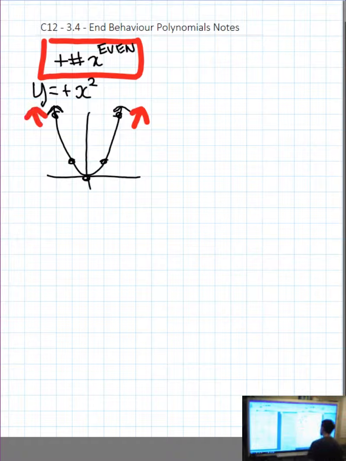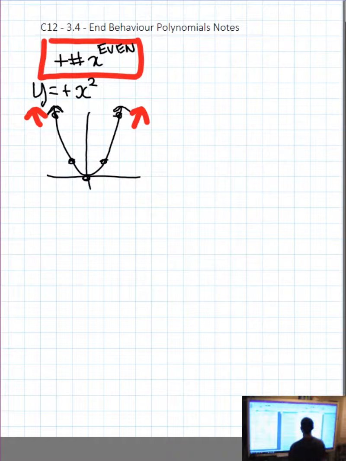So if I ever in the future see a positive x to the even, I know on both sides I go up and up. So if you remember in grade 10, we did y equals x and it was a line, and then we did y equals x squared. And then remember in grade 11, we put a negative in front and made it go downwards.